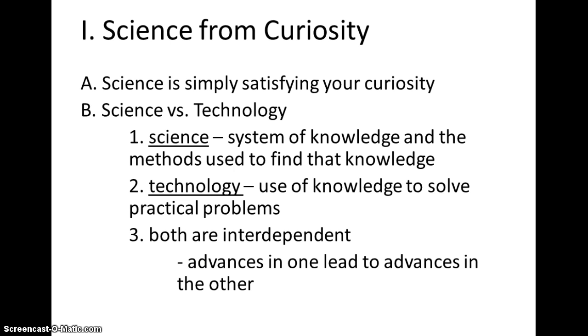Both of these are interdependent, which means advances in one lead to advances in the other. So if we have an advance in technology, that can lead to advances in science. Or if we have advances in science, that can lead to advances in technology. For example, over the years we've developed better technology for telescopes, and that has increased the advances in space science, because we've been able to see more out into outer space.